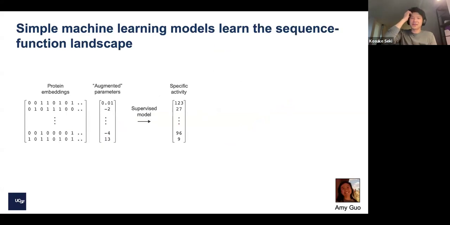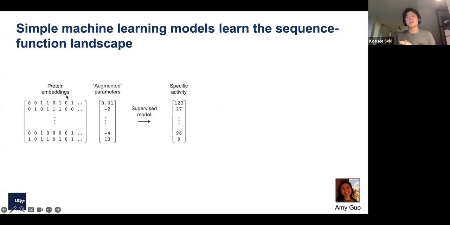And so we used a very simple, I hesitate to even say machine learning model, because what we're doing mostly is regression. We're curious to see if we can use simple models such as ridge regression or linear regression in order to predict the activity of kinases. And so I did this in collaboration with another lab mate, Amy.